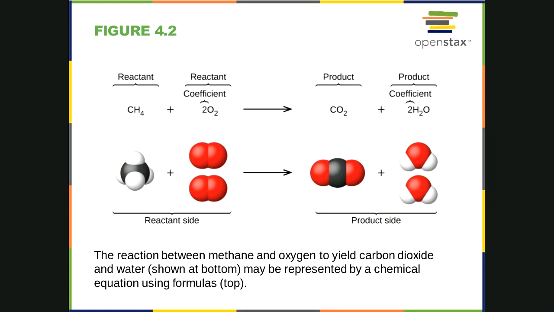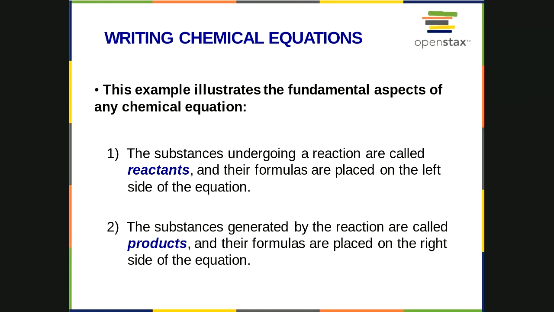Okay, so now I'm on figure 4.2. So this is pretty much a balanced equation. Okay, again, we have methane, two oxygen molecules, and as a product, we have a single CO2 molecule and two water molecules. Okay, so this is just how we're representing the equation, and the coefficient 2 in front of the water and the O2 just indicates I have two molecules of O2 and two molecules of water. Okay, so let me move ahead to the next slide.